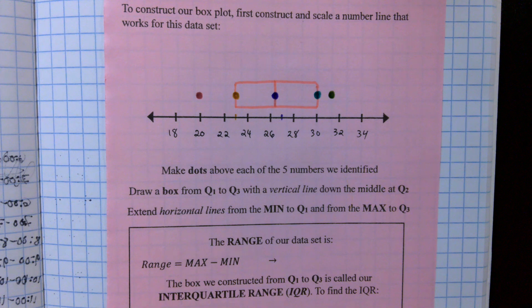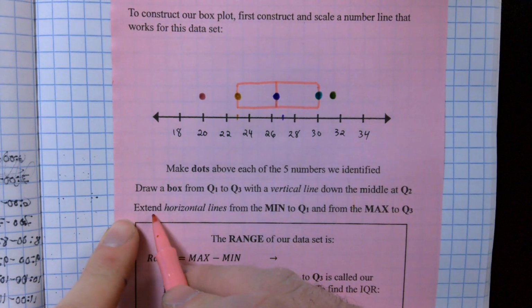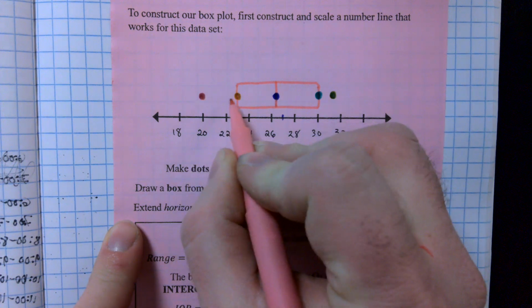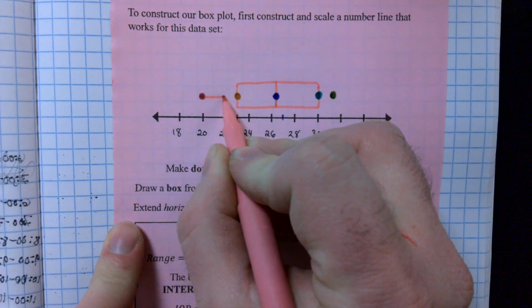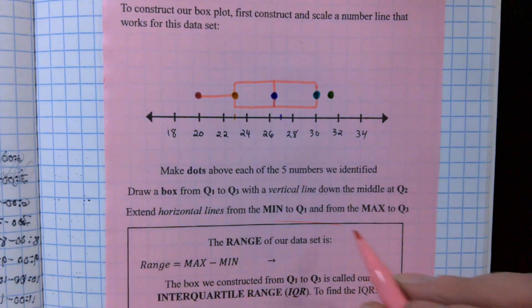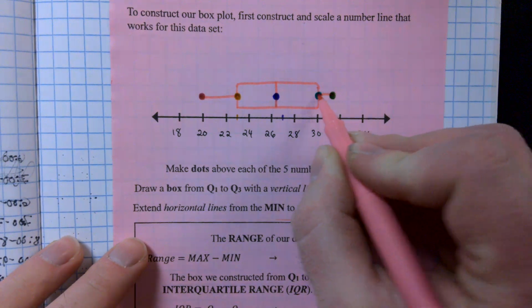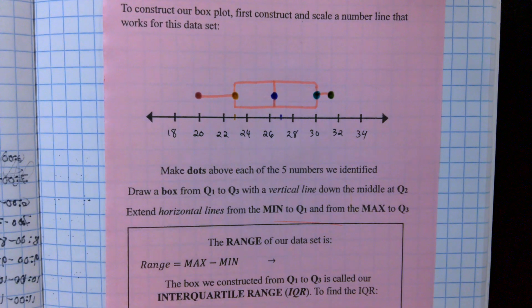Now we got to draw the whiskers, right? All we're going to do is extend horizontal lines from our minimum to Q1. Here's my minimum. There's Q1. I'm going to connect them with a horizontal line. And from the max to Q3, here's my max. Here's my Q3. I'm going to connect those with a horizontal line as well. There's our box plot right there.